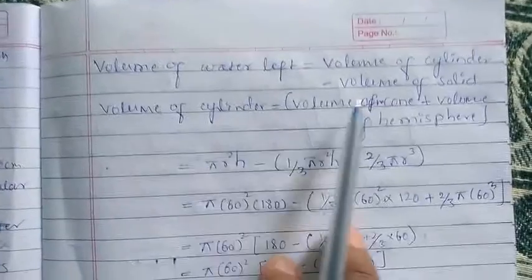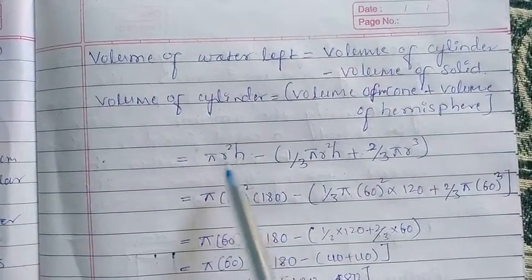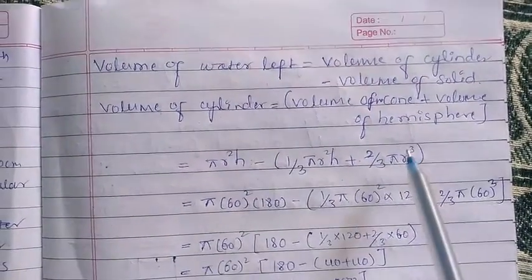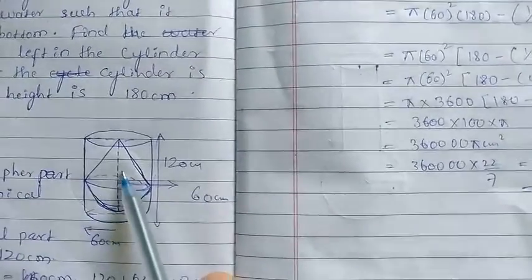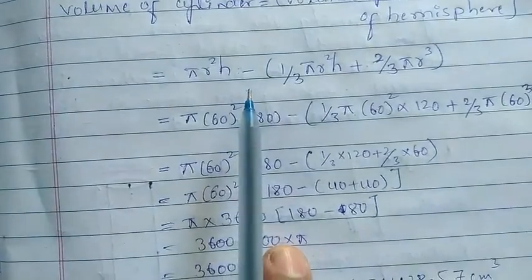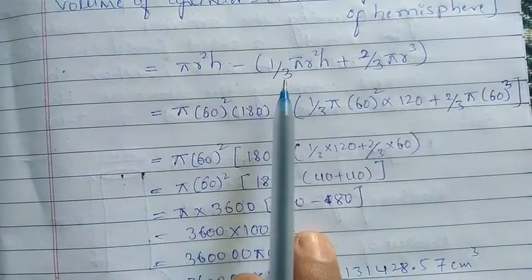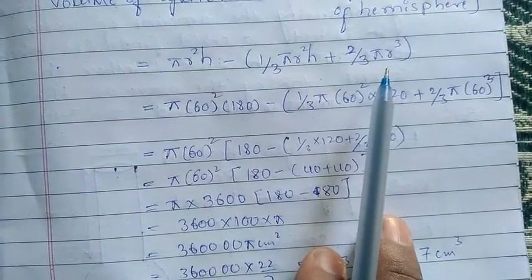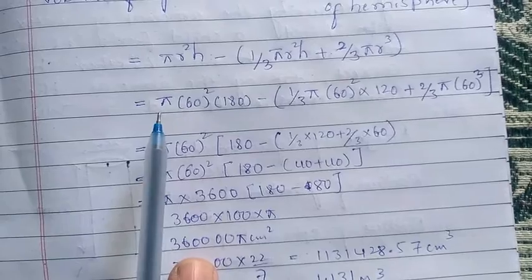Now see the formula: the volume of water left is equal to the volume of the cylinder minus the volume of the cone plus the volume of the hemisphere. So put the formulas here. The volume of the cylinder is pi r square h, minus, in brackets, the volume of the cone, 1/3 pi r square h, plus the volume of the hemisphere, 2/3 pi r cube. Then substitute the values. Pi you keep as it is.